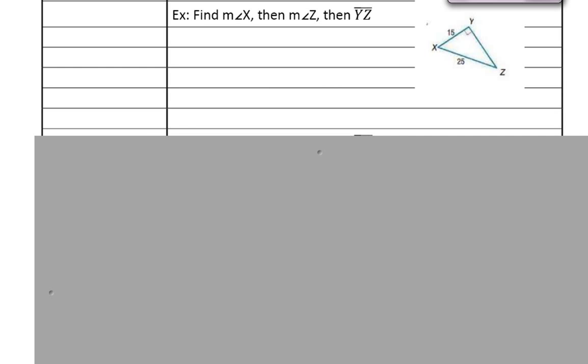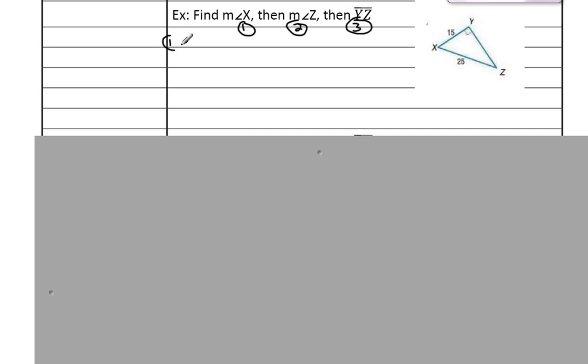Okay, now at this point, if we have a right triangle and any two pieces of information, we should be able to solve for any angle or any side that's missing, as long as we're given two pieces of information other than the right angle. So in this example, we want to find the measure of angle x, find the measure of z, and then find yz. So we should be able to find all sides and angles of this right triangle. Now, you have to do it one step at a time. So one problem at a time. Treat this as three separate problems. This will be problem number 1, this will be number 2, and this will be number 3.